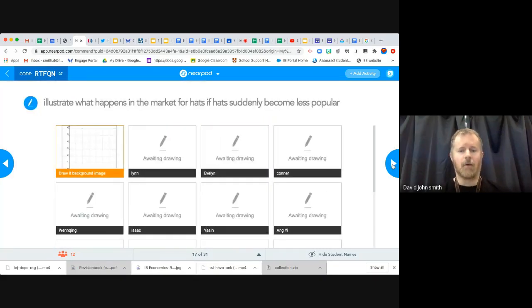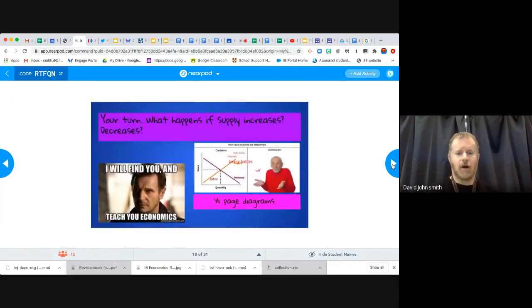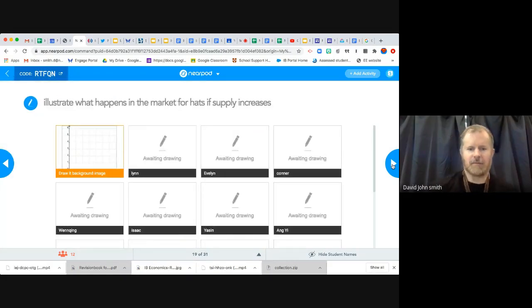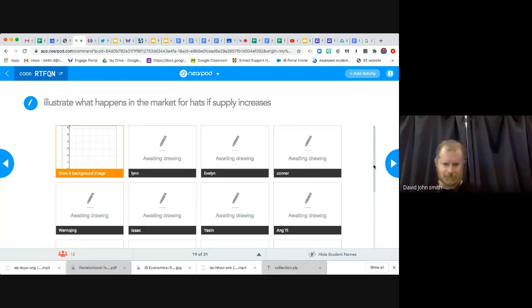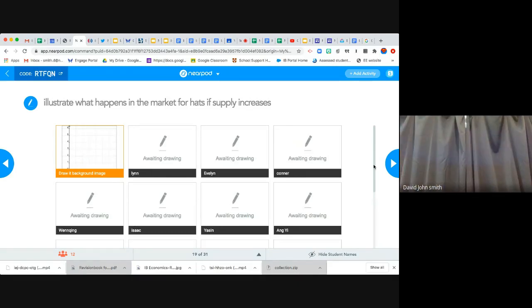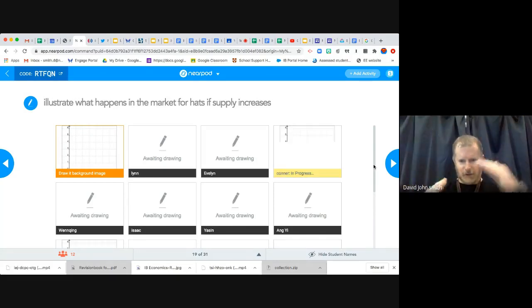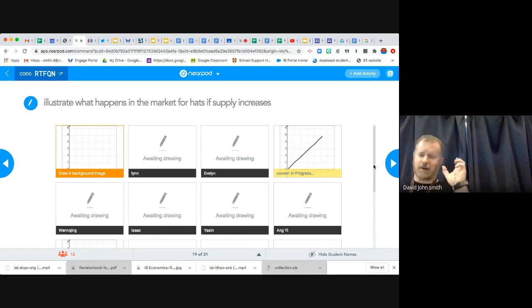Right, now, what happens if hats suddenly become, no, we did that. Move on. Next one is supply. Here we go. We're going to think about what happens if supply increases. If the market for hats, if we see supply increasing, have a draw. Same idea, I want you to think about what happens in the market, price and quantity. But in this case now we're talking about supply.